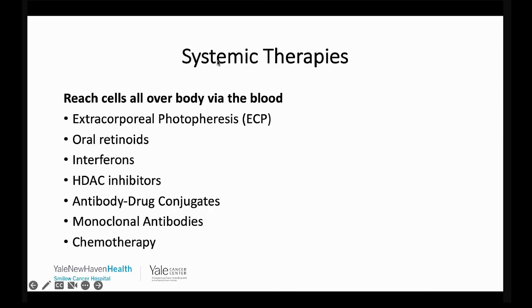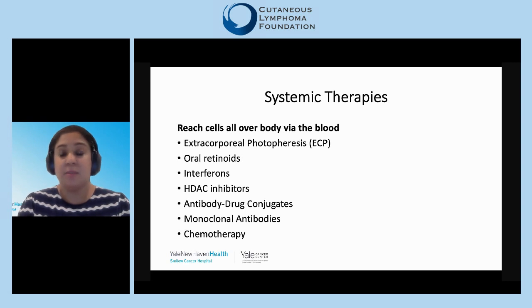So with that, let's talk about what treatment options we have for advanced stage disease. Almost all patients with advanced stage disease require what we call systemic therapies. What do we mean by that? Systemic therapies are therapies that are able to reach cells all over the body via the blood. So these can be drugs that you take in a pill form, or they can be shots given under the skin or in the vein, or what we call intravenous.